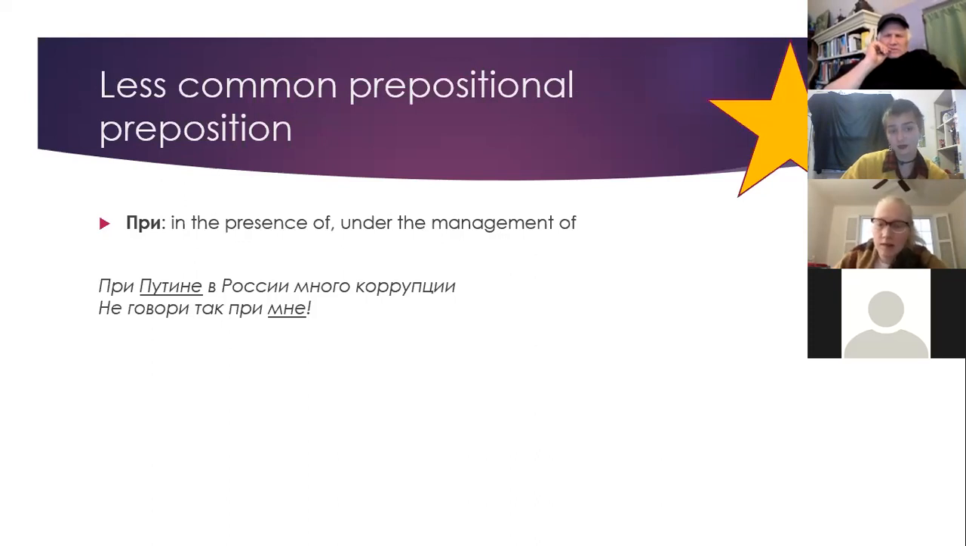And a less common one is the preposition при, which means in the presence of or under the management of someone. Here are some examples. При Путине, in or under the management, I guess, of Putin, в России много коррупции. При мне, не говори так при мне. Don't talk like that in my presence.